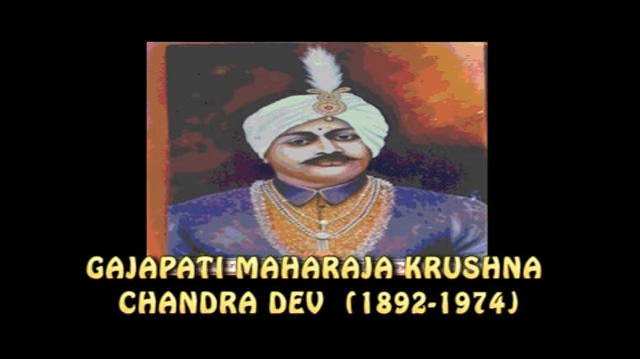Gajapati Maharaja Krishna Chandra Dev, 1892 to 1974. An architect of modern Odisha. He attended the first Roundtable Conference in London on 16 November 1930, wherein he made a fervent appeal for creating a separate province of Odisha on the basis of language and homogeneity. He was an educationist, freedom fighter, social reformer, and a champion of the poor. He established a permanent theatre at Paralakhemundi for promoting cultural activities.